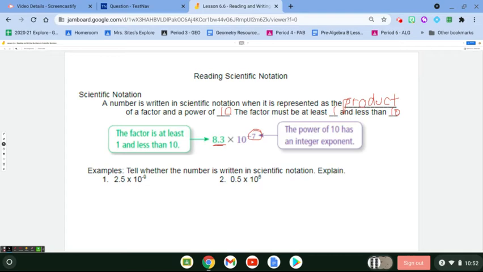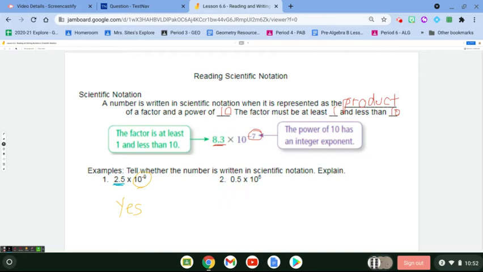So for the first part, we're just going to see if the number is properly written in scientific notation. Again, if I look at the first part, I'm looking to see 2.5. Is this a number between 1 and 10? Yes, it is. The next thing I'm looking at, do I have times 10 to some power? Yes, I do. So the correct answer for this is yes, this is in scientific notation.